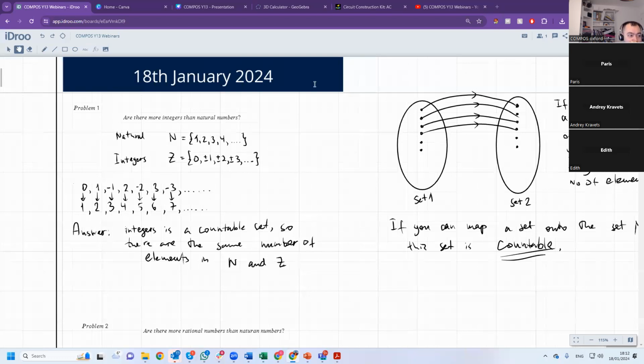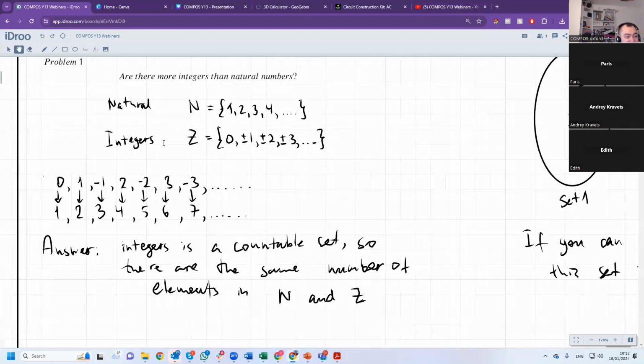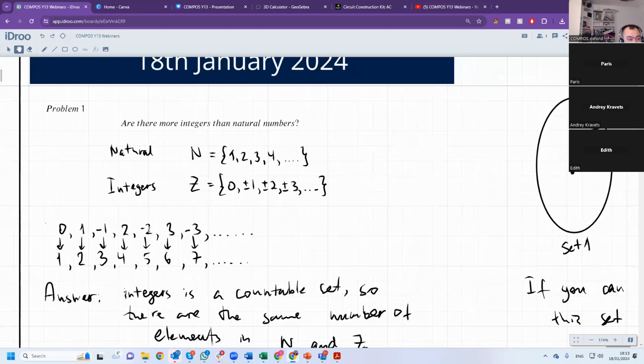Interestingly, if you exclude all the natural numbers from the integers, you still have the same number of elements left. If you take the integers and take away all natural numbers, you still get the non-positive integers, which is the same number. But the thing is, if they are of equal size, that means that they have the same number of elements.